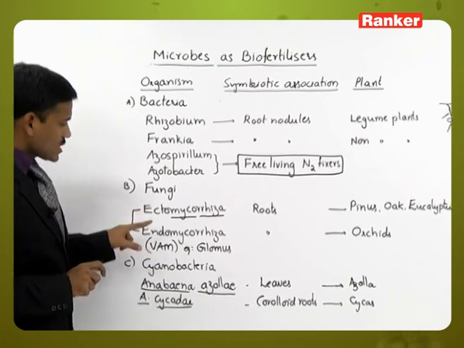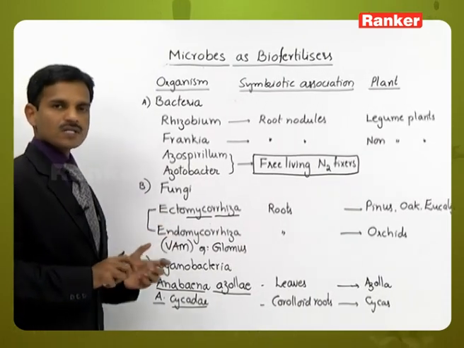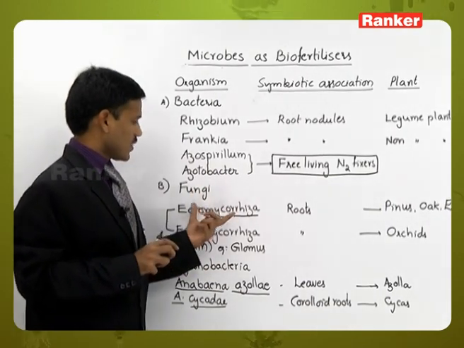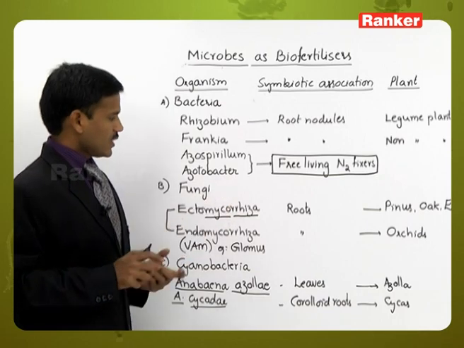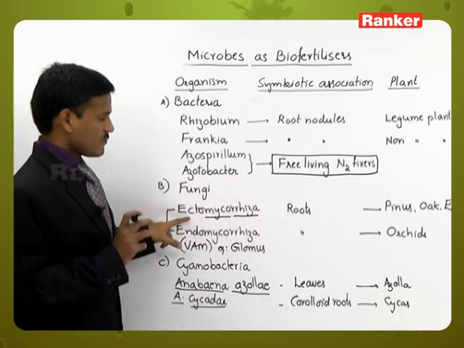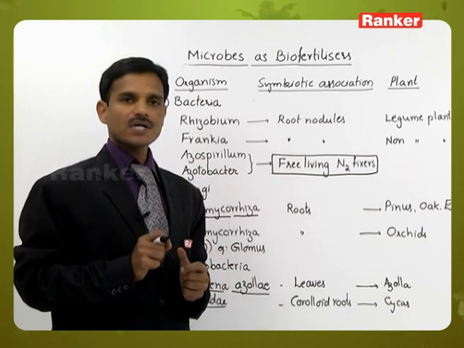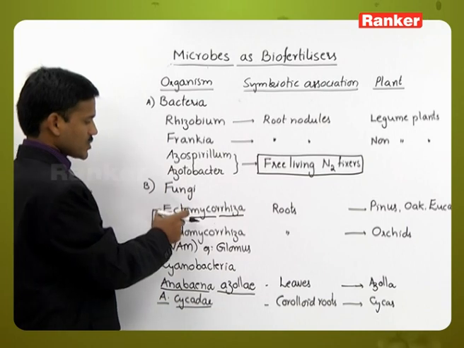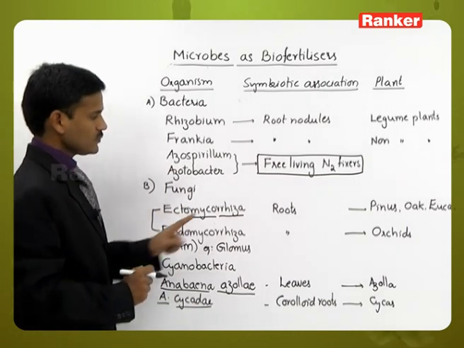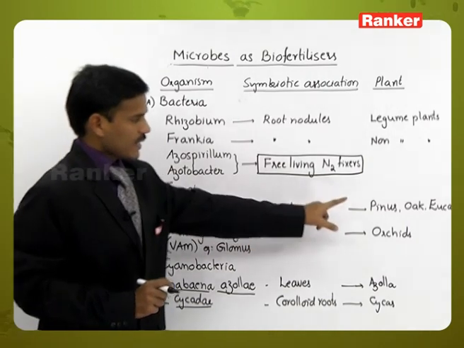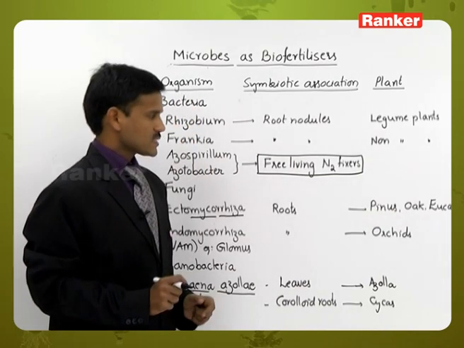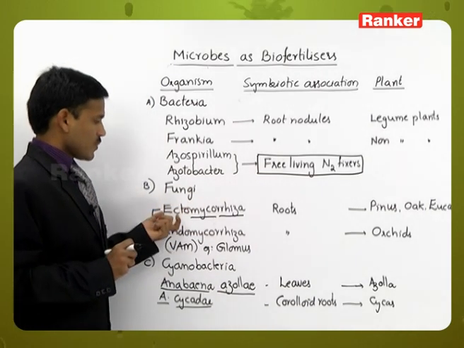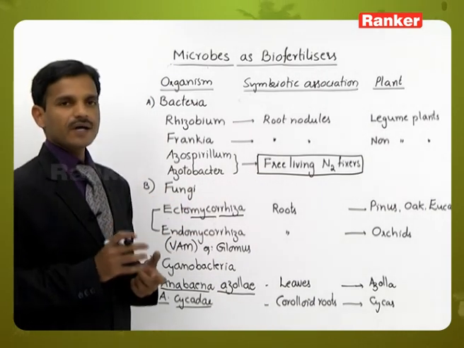So there are ectomycorrhiza and endomycorrhiza. Ectomycorrhiza means only on the root system surface the fungal members are present. Generally in ectomycorrhiza formation, basidiomycetes fungal members are involved. The roots of pinus, oak or eucalyptus plants are covered by basidiomycetes fungal members, forming the ectomycorrhiza.